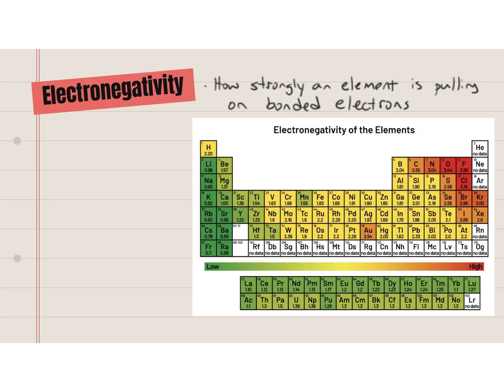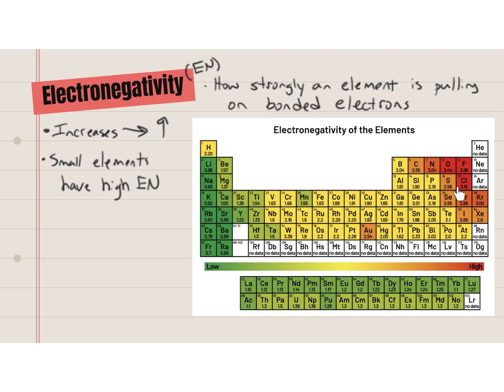What you'll notice is that the green are things that have low electronegativity, and the red are things that have high electronegativity. And generally speaking, electronegativity increases as you move from left to right along a period. Also, electronegativity increases as you move from bottom to top. So if you remember from our unit on periodic trends, the smallest elements are located in the upper right-hand corner. These happen to also mean that these small elements have high electronegativity. The smaller the element is, the more strongly it attracts bonded electrons.